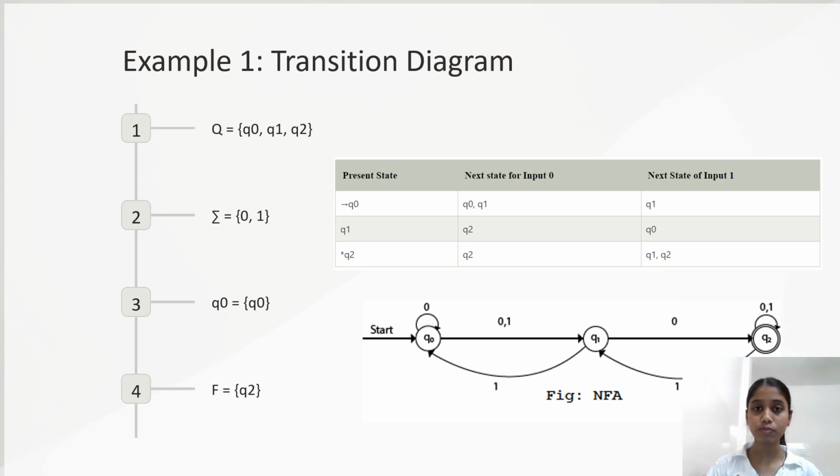Q0 next state for the input 0 will be Q0 and Q1. Q0 next state for input 1 will be Q1. So Q1 next state for input 0 will be Q2 and Q1 on 1 will go to Q0. Q2 is the final state as it is represented by the star beside it, and Q2 next state for input 0 is Q2 and Q2 on input 1 will be Q1 and Q2. The alphabets were 0 and 1, Q0 will be the start state and final state will be Q2.